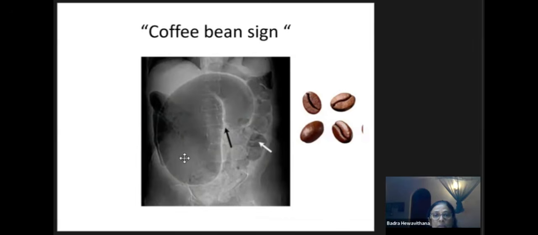So what do you think? What is this here? The white arrow is showing again a little bit of descending colonic air. Of course, you see the fecal loaded ascending colon. So what is this?